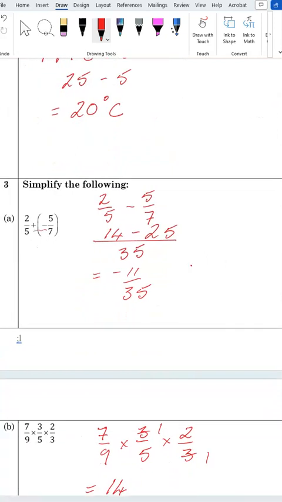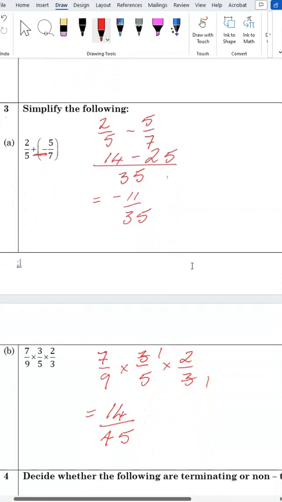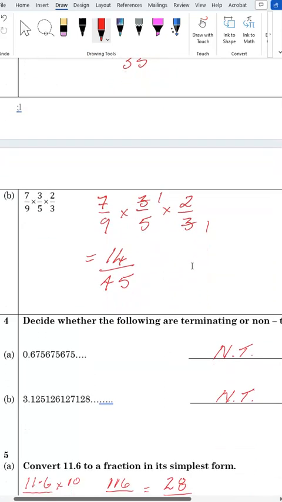Simplify the following. A couple of people made a mistake here. A few people made a mistake. This is minus, so it becomes 2 over 5 minus 5 over 7. 35 is the LCD. 14 minus 25, negative 11 over 35.